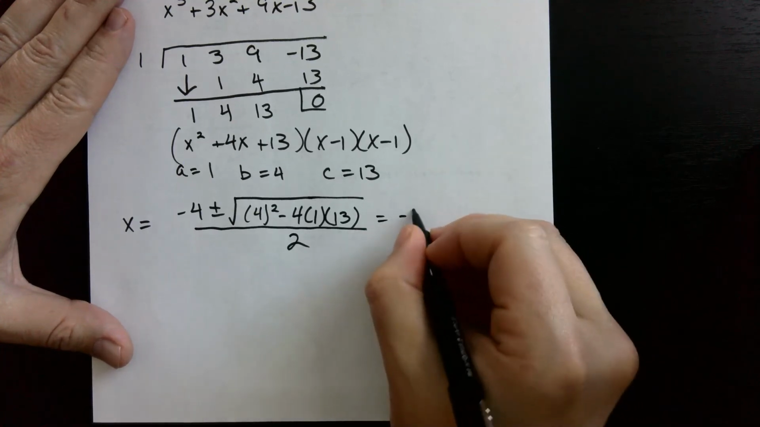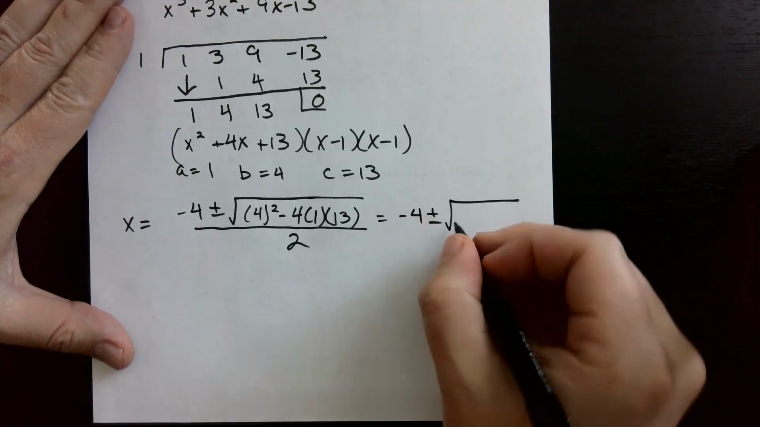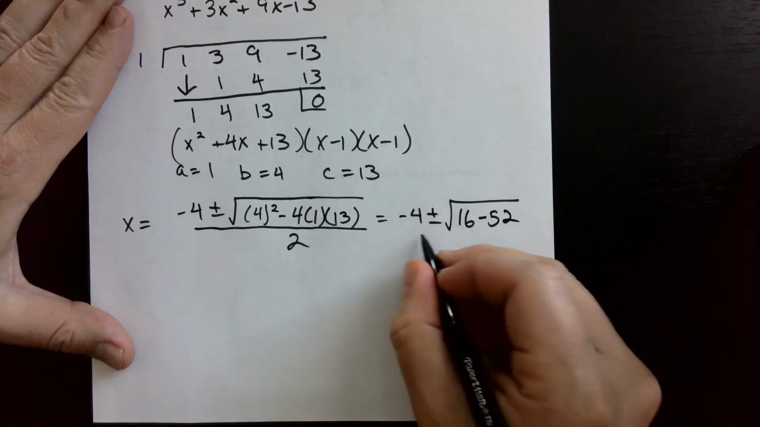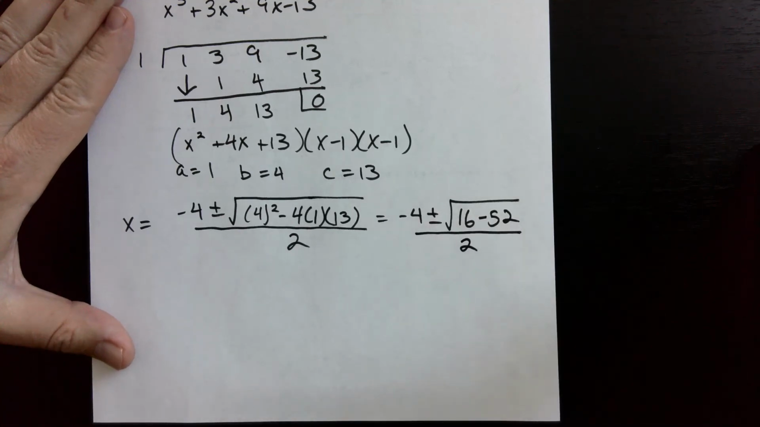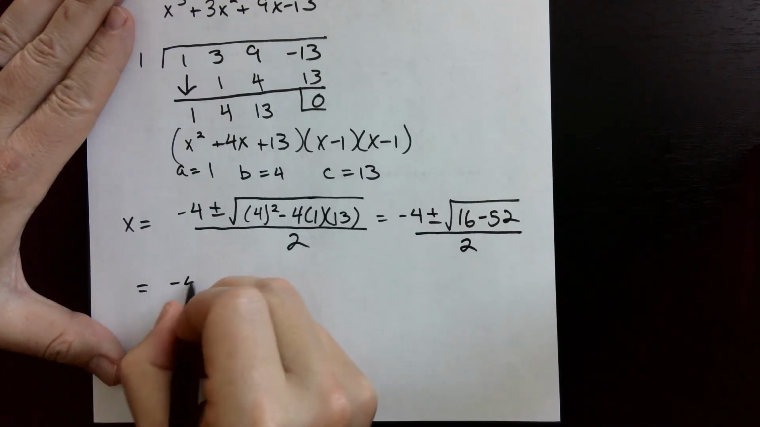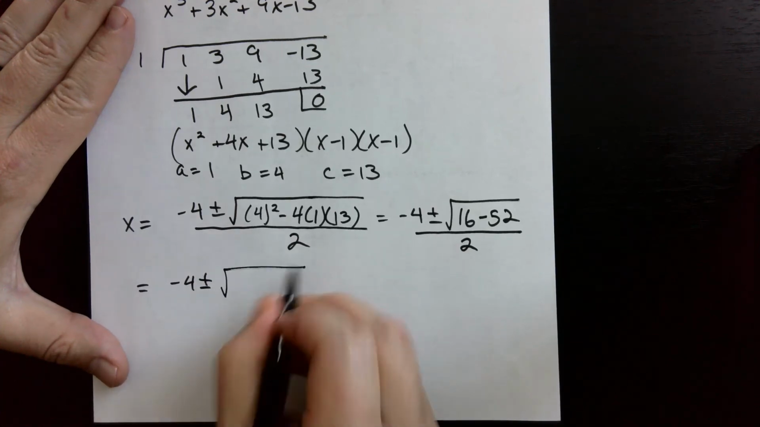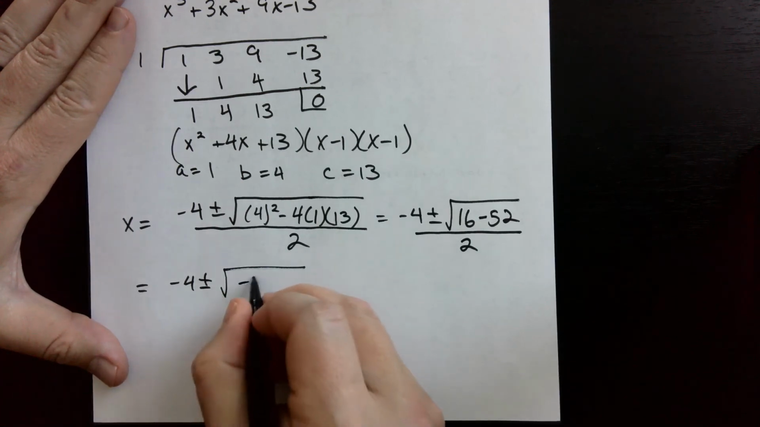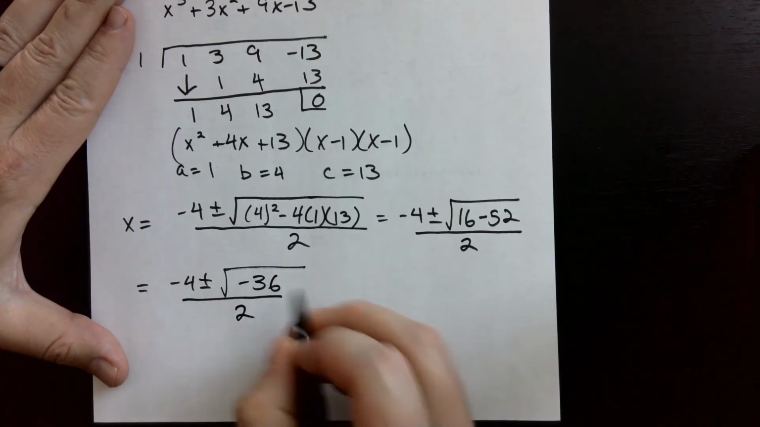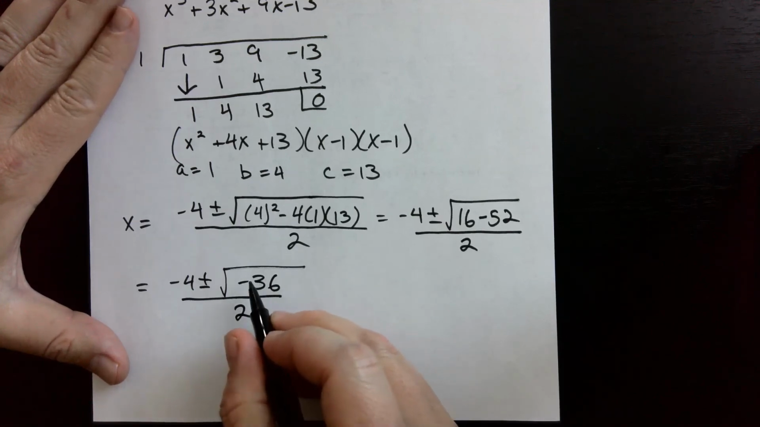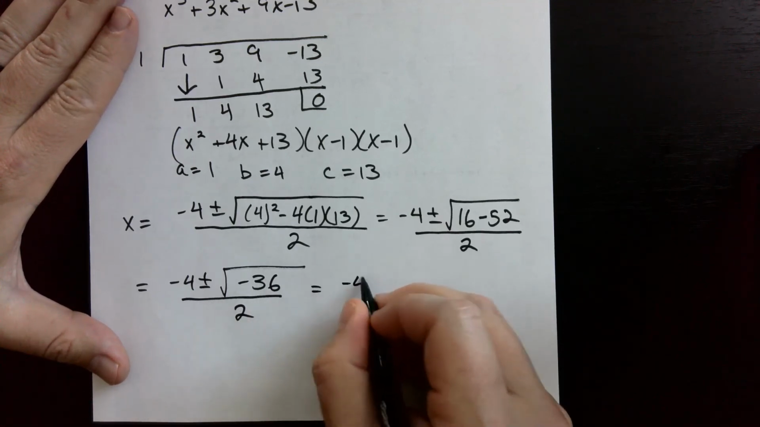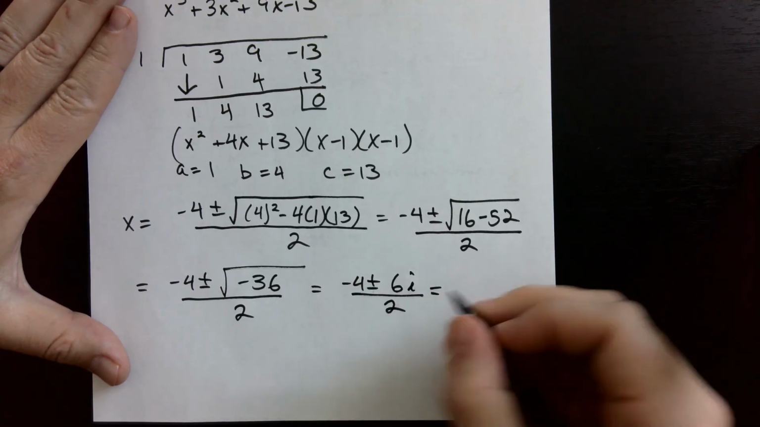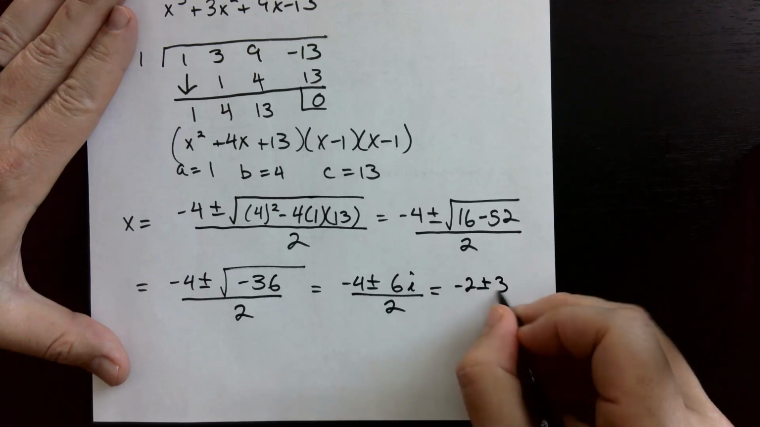All right, so that gives us negative 4 plus or minus the square root of 16 minus 52 divided by 2, which gives us negative 4 plus or minus the square root of negative 36 over 2. Okay, we can go ahead and take that square root. It becomes 6i because of the negative. So that's negative 4 plus or minus 6i over 2, which is, divide the 2 into it, you get negative 2 plus or minus 3i.